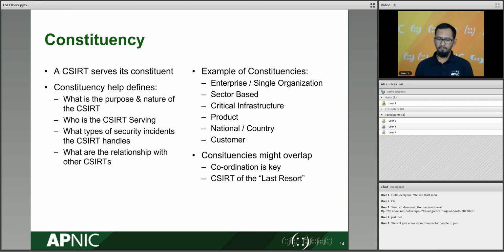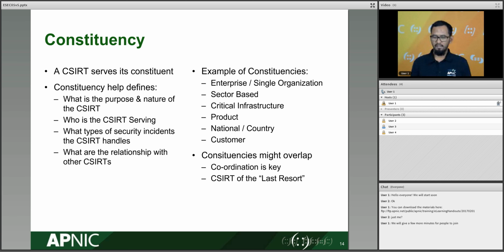In my experience of dealing with a lot of CERTs or CSIRTs, I find that there are many types of CSIRTs. There are CSIRTs that only serve a single organization. Let's say there is a bank and there is a bank CERT, and the CSIRT will basically deal with computer security incidents involving the bank and its customers. I've seen also sector-based CSIRTs, where a CSIRT is established to help a particular sector, let's say the financial sector or the energy sector or the ISP sector.